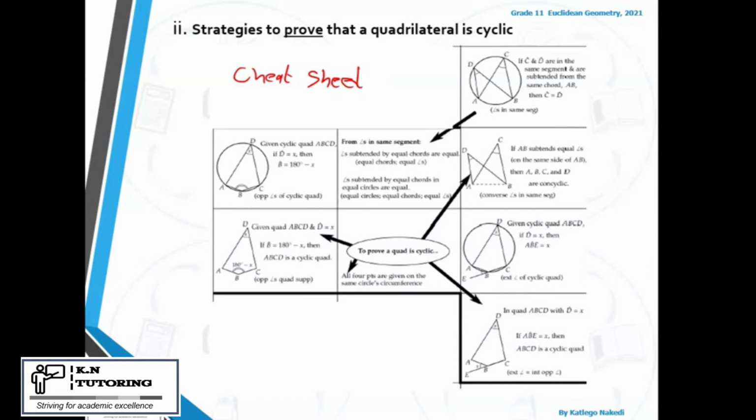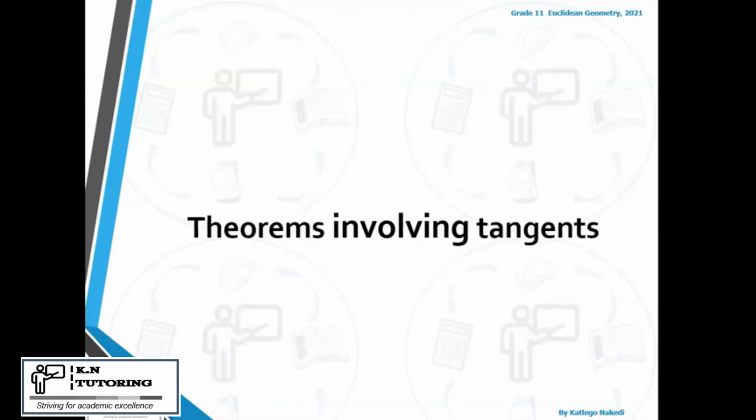exploring quadrilaterals which are cyclic. Again, this is category number 2, or family of cyclic quadrilaterals. We will now move over to theorems involving tangents.